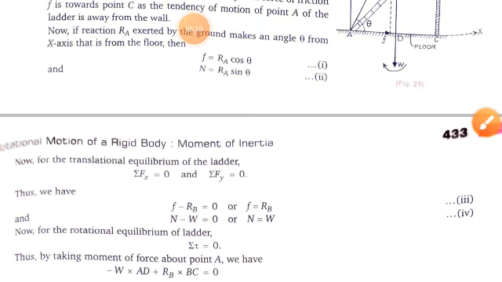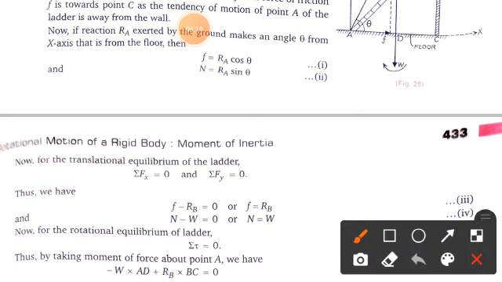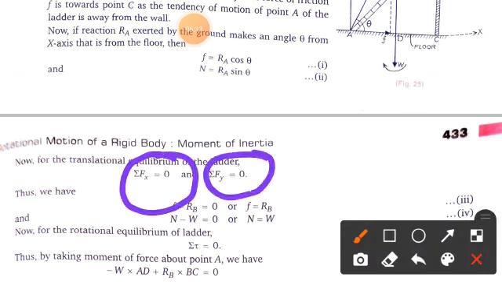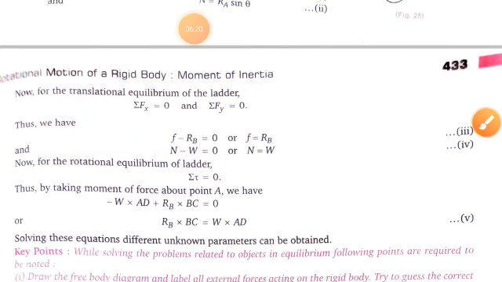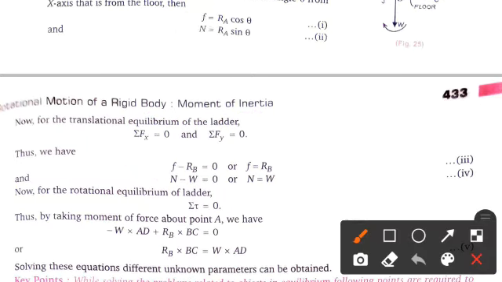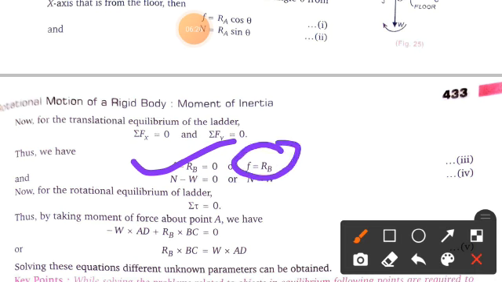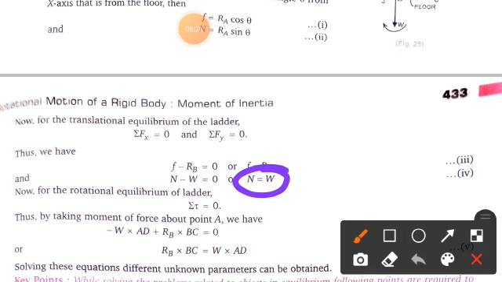Now for the translational equilibrium of the ladder, you know very well that the summation of force on the x-axis and force on the y-axis should be equal to 0. So from this we can write F minus RB equals 0, or F equals RB, and N minus W equals 0, or N equals W.